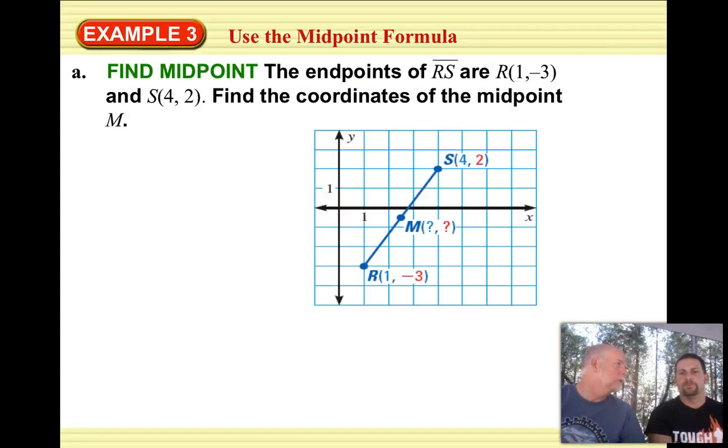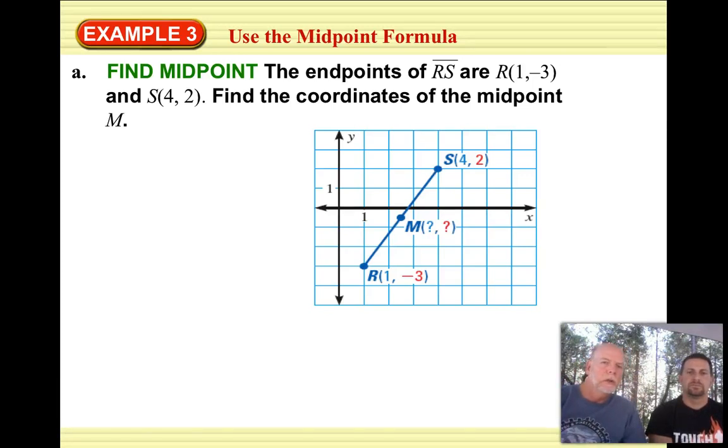Same thing, just visual, where we have a graph. So the endpoints are 1, -3 for R, and 4, 2 for S. This one might make a little bit more sense for you because we have a picture going on. They made it real clear that in the graph, the X's are blue and the Y's are red. And we're just trying to, again, pull those apart from each other.